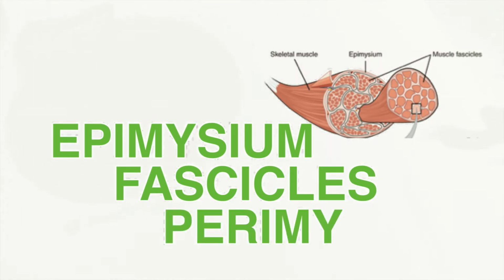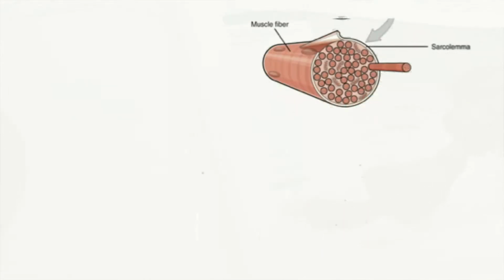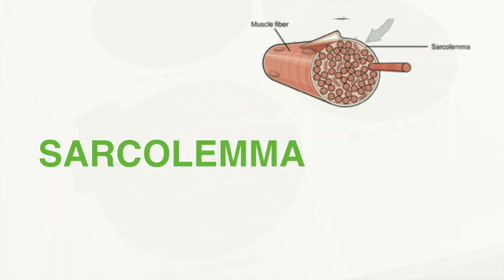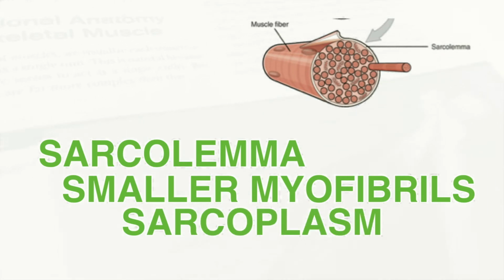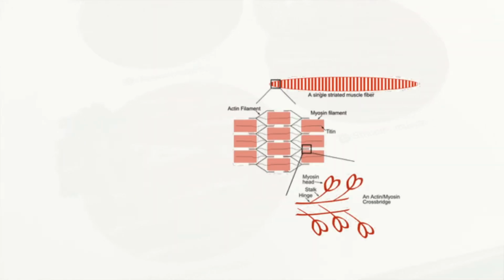Each fascicle is covered by a strong sheath of connective tissue called the perimysium. The sarcolemma is a fine tubular sheath which holds the muscle fibers together. Under a high-power EM microscope, it is possible to see that there are smaller myofibrils embedded in the cytoplasmic matrix of each fiber. The cytoplasmic matrix of muscle fibers is called the sarcoplasm.